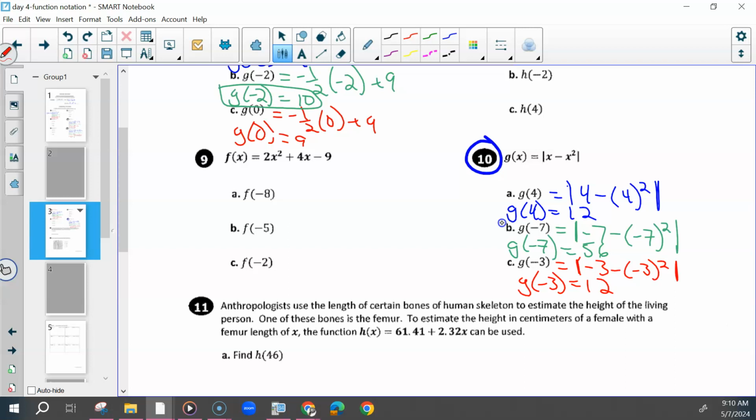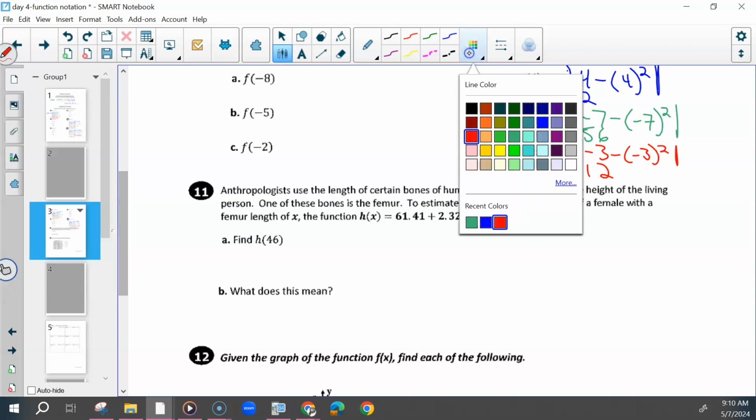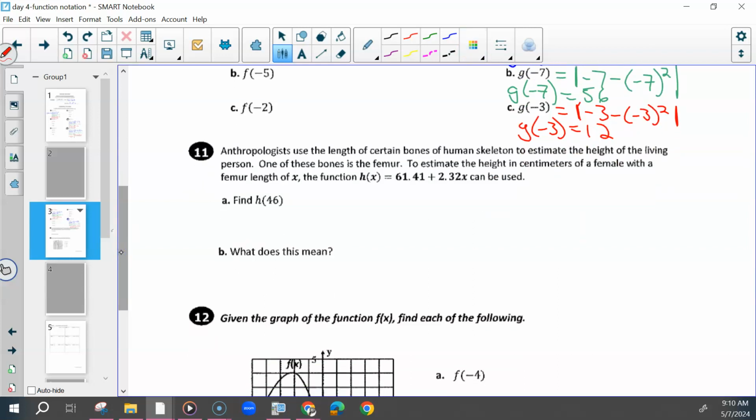Look at 11. In this example, anthropologists use the length of certain bones of a human skeleton to estimate the height of a living person. One of these bones is the femur. To estimate the height in centimeters of a female with a femur length of x, the function h of x equals 61.41 plus 2.32x can be used. So we first have to find h of 46. That part's the same as what we were just doing. Put 46 in for x.